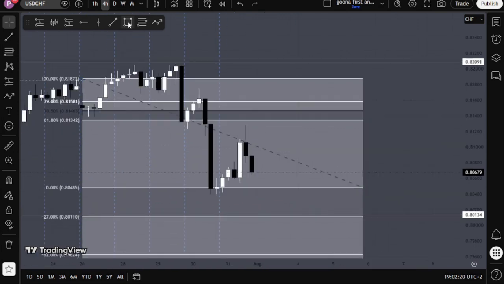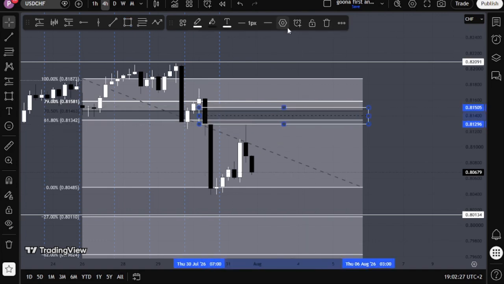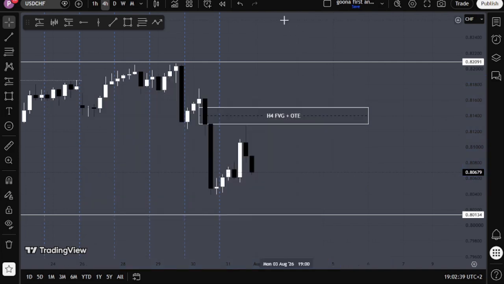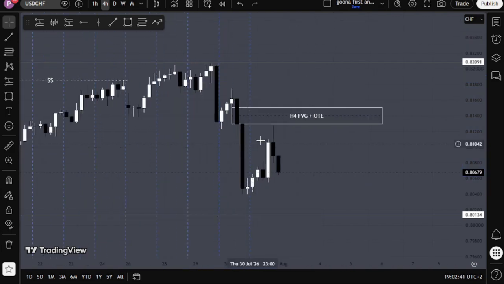On the file, we have this 4-hour fair value gap. So fair value gap, there has to be a liquidity sweep within it. Here it tapped and started pushing down, so it left liquidity. Has to come back up here, sweep this liquidity before pushing down.